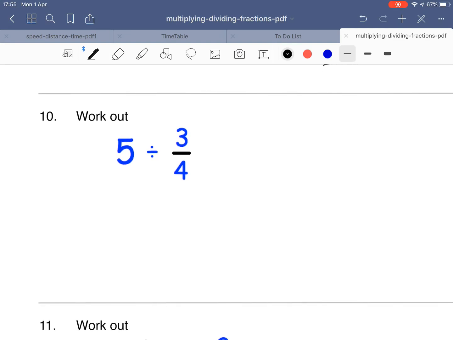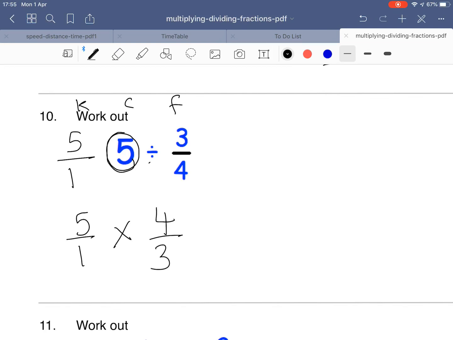Right, work out 5 divided by 3 over 4. Again, 5 can be written as 5 over 1. So I'm dividing now, so I've got a KCF. I'm going to keep this fraction the same, change the divide to times, and instead of 3 over 4, I'm going to flip that to 4 over 3. So 5 times 4 is 20, and 1 times 3 is 3.